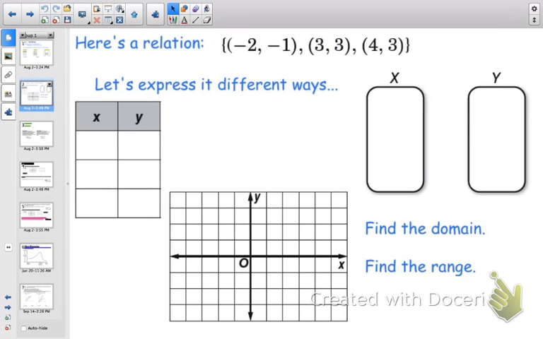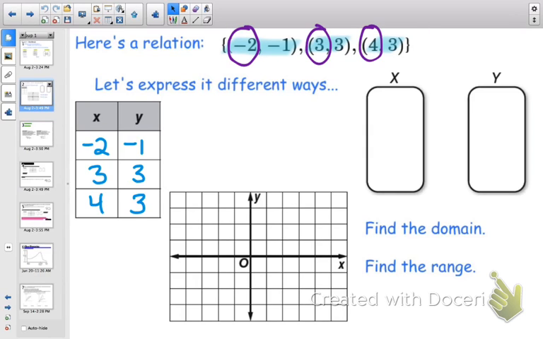Here's a relation, and we're going to represent it a couple of different ways. So if we look at the set of ordered pairs, I'm going to start by putting it into a table. So the first ordered pair is -2, -1. The next pair is 3, 3. And the other one is 4, 3. So I filled out the table, so that is one way to represent the relation.